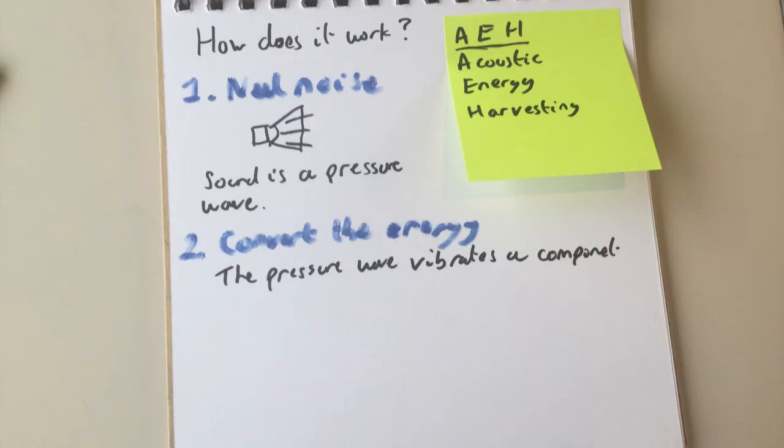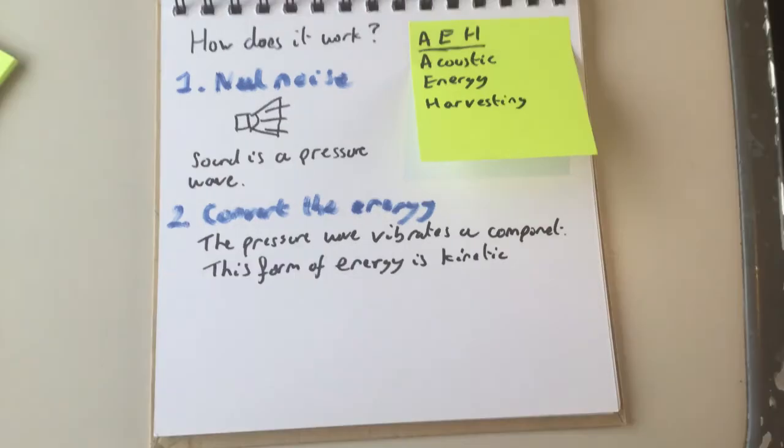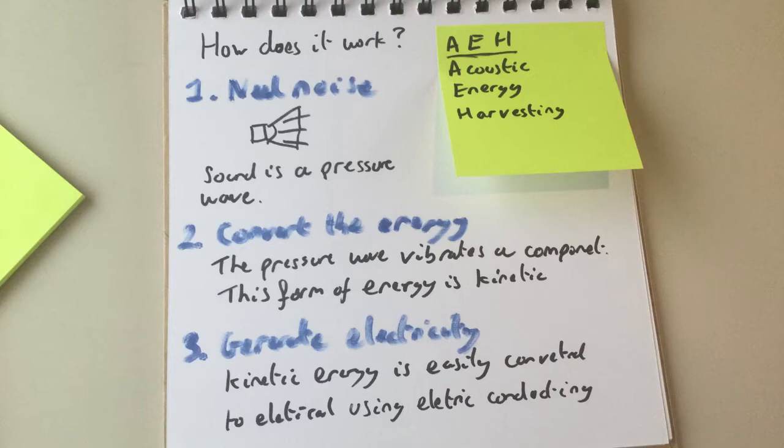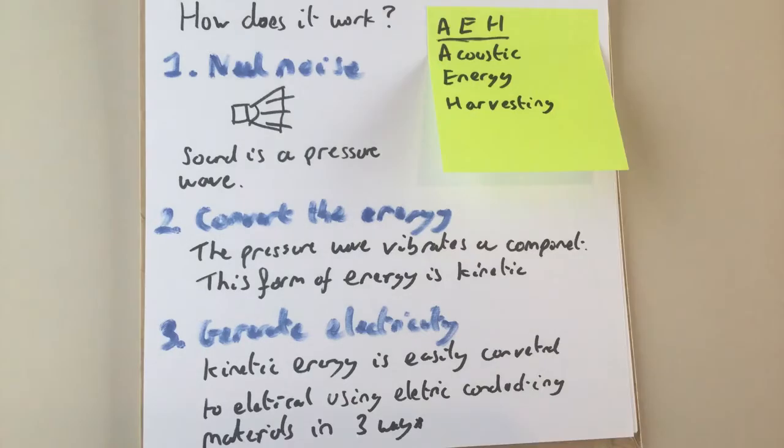The second thing we need to do is convert the energy, so we use this pressure wave to vibrate a component. This converts the energy into kinetic energy, which is far more useful than a pressure change. The third thing to do is to generate electricity, and kinetic energy is easily converted through 3 different methods, which we're going to look at next.